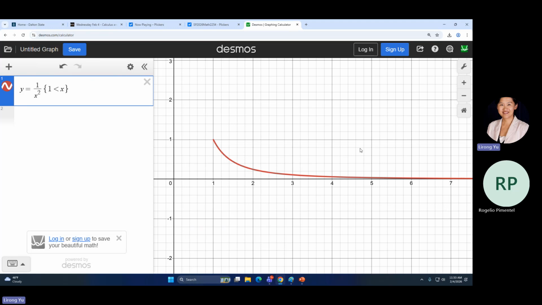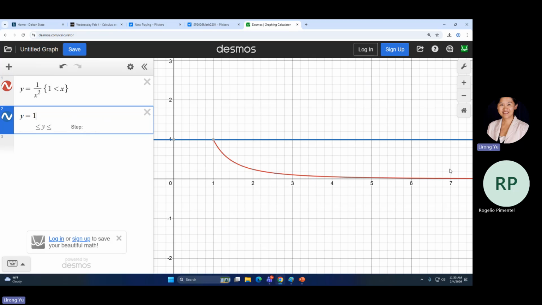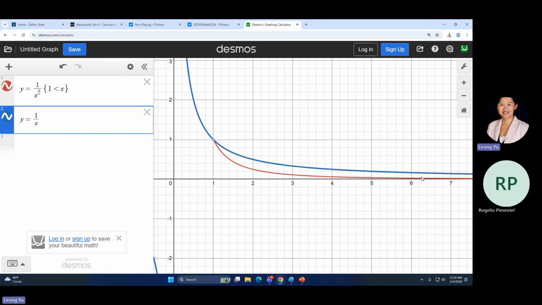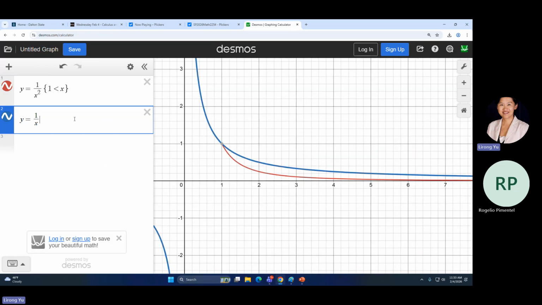Now let's look at the second example. We have 1 over x. Of course, the graph looks like this. We only calculated for x bigger than 1.